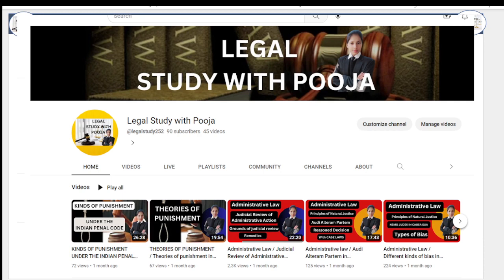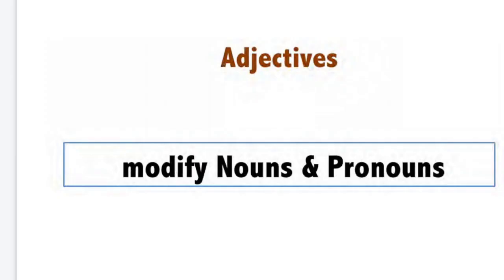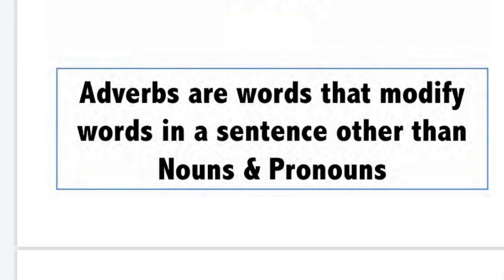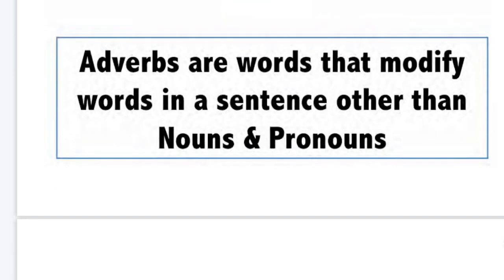Now we know adjectives modify nouns and pronouns. So anything that tells about a noun and pronoun is an adjective, and adverbs are the words that modify words in a sentence other than noun and pronoun. So basically, a word that qualifies a noun and pronoun is an adjective, and a word that tells us anything special about anything else apart from noun and pronoun is an adverb.